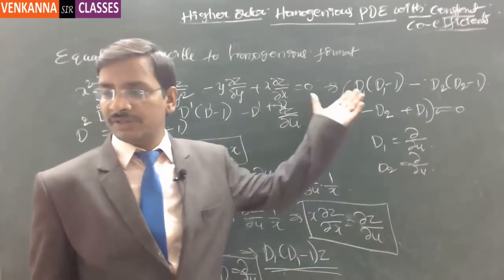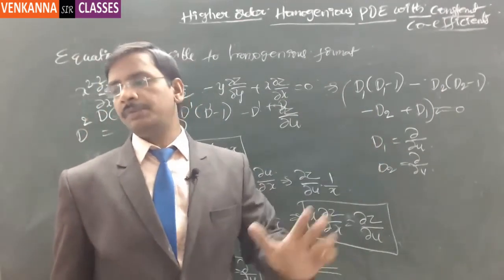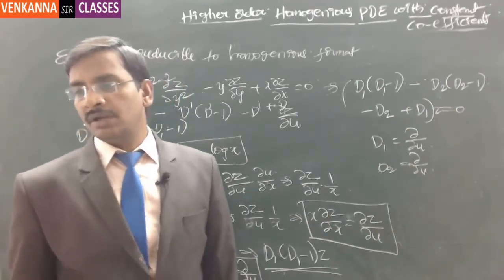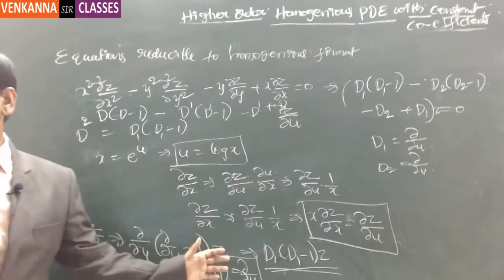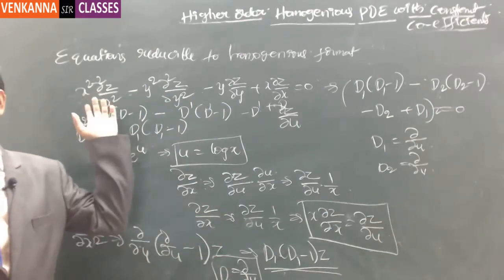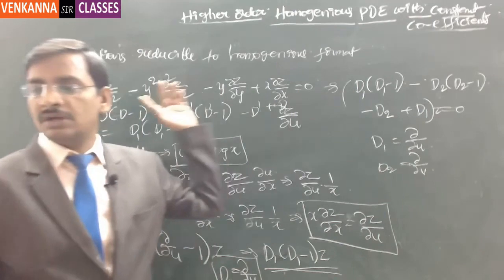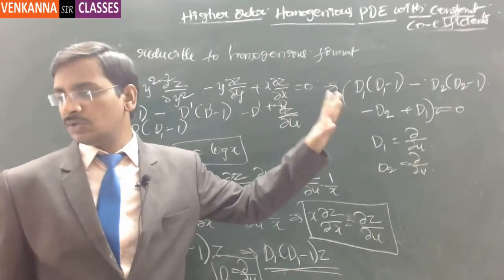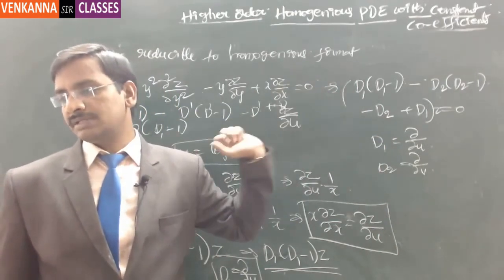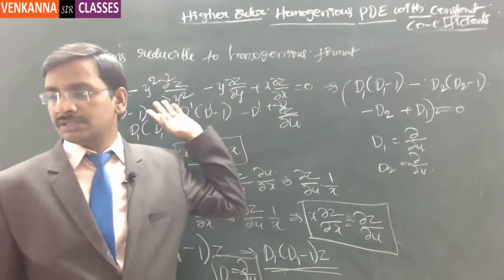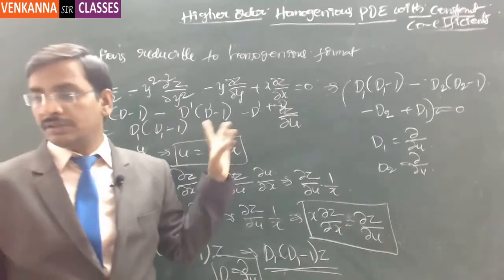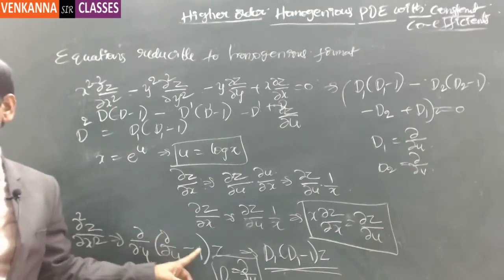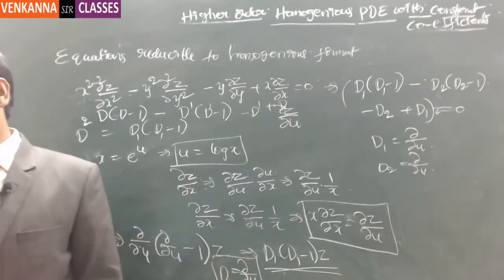Understood? Now you can simplify this equation. The same procedure is adopted the way we have done in the previous problem. Based on this understanding, just note down this. If it is a second order factor, D into D minus 1. If it is a third order factor, D into D minus 1 into D minus 2. If it is a fourth order factor, D into D minus 1 into D minus 2 into D minus 3. So till one less. That is how this is going to be factorized. So that is proved based on this understanding. Got it? Any questions on this?